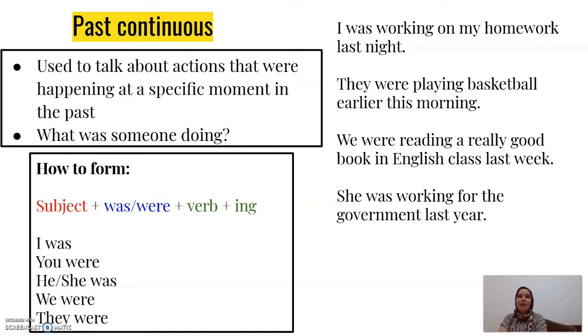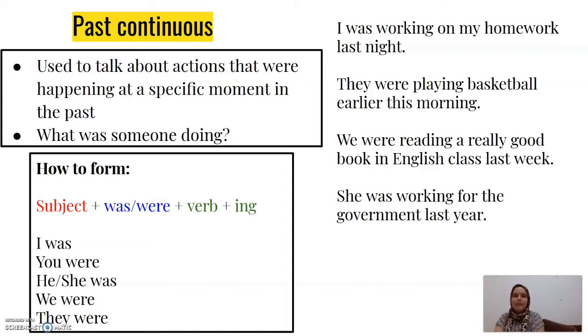Next, let's review the past continuous tense. We use the past continuous to talk about actions that were happening at some specific moment in the past. So what was someone doing yesterday or last year or when something else happened? We're talking about a specific time in the past and what was going on at that time.